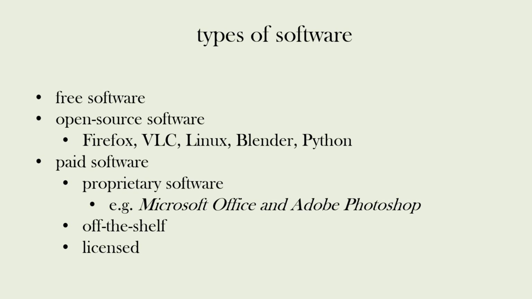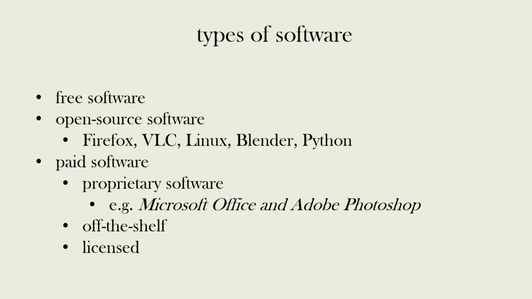We have different types of software. We may pay for it, or it may be free, or even open source. So free software means it's free, not paid for, but you can change it, and you can't change it and then ask for money for it. Open source software means it's generally open for development by many people, and we have examples like Firefox and VLC to show videos, for example, Linux, Blender and Python.